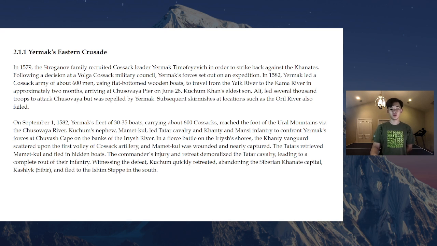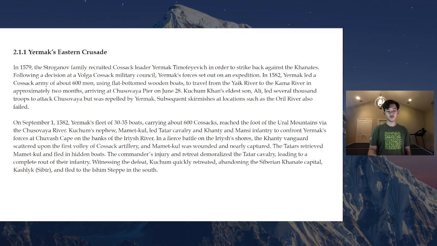Kuchum Khan's oldest son, Ali, led several thousand troops to attack Chusovaya, but was repelled by Yermak. Subsequent skirmishes at locations such as the Oro River also failed. Later, on September 1st, Yermak's fleet of 30 to 35 boats, carrying about 600 Cossacks, reached the foot of the Ural Mountains, while Kuchum's nephew Mehmet Kol led Tatar cavalry and Khanty and Mansi infantry to confront Yermak's forces.